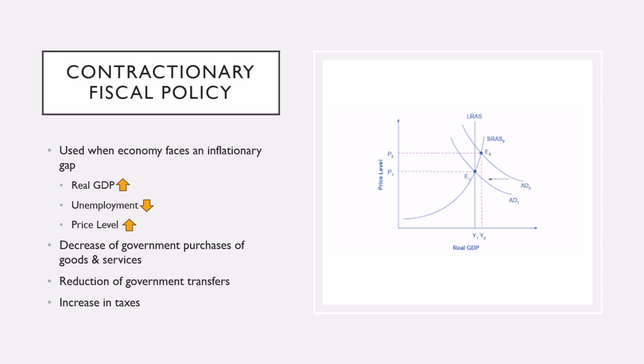Another example of discretionary fiscal policy is contractionary fiscal policy, which yet again is deliberate actions taken by the government to adjust spending and taxes. Now, this happens when the economy has an inflationary gap, when real GDP is up, unemployment is down, and price level is up. And in order to fix this, there needs to be a decrease in government purchases of goods and services, along with a reduction of government transfers and an increase in taxes. And the same goal as before in the expansionary fiscal policy, it's to get real GDP back to 2.3%, unemployment back to 4%, and price level back to 2%.